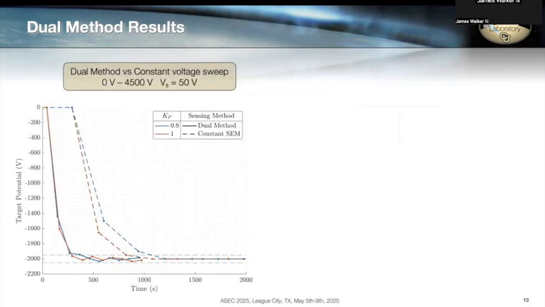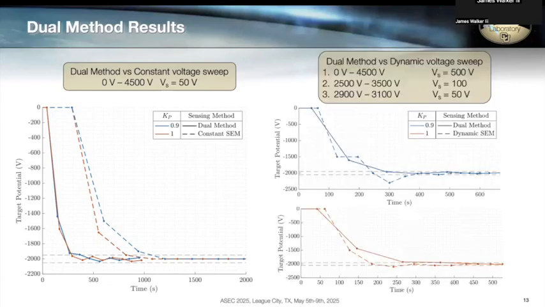Comparing these results to our constant voltage sweep, we see that the dual method converges much quicker. You actually interestingly see similar behavior from the two, just that the dual method is far quicker than the constant secondary electron method, converging in less than half the time. Comparing it to the dynamic voltage sweep, you can see that they converge in very similar amounts of time. So even though the dynamic voltage sweep is doing like 8 to 9 measurements for convergence, and the dual method is doing 3 to 4 measurements for convergence, they still converge in relatively similar amounts of time.